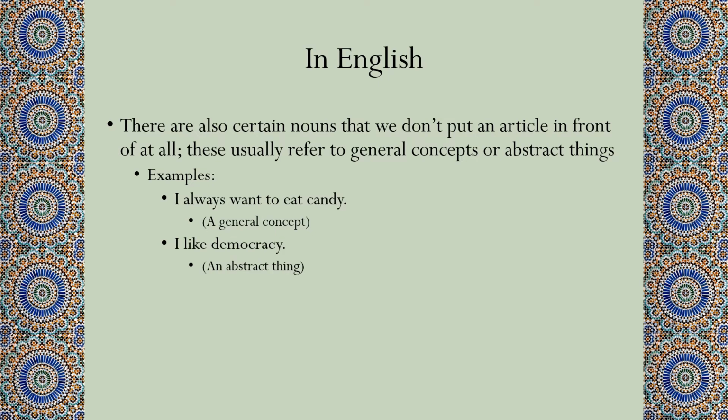In relation to an abstract thing, if I say I like democracy, well, democracy is an abstract concept. It's not something you can feel or see or touch. This is why we say I like democracy in English with no article, as opposed to putting an article in front of it and saying I like the democracy or I like a democracy.